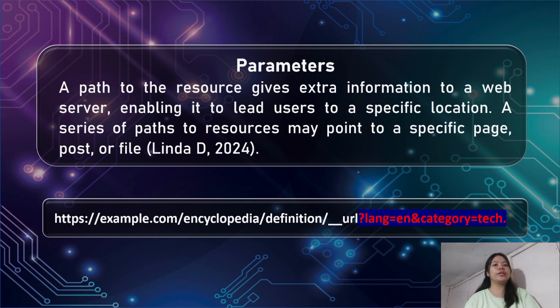They are usually added to the end of the path and they are separated from the path by a question mark. So for example, let's say we're on a web page with a URL like this. In this URL, lang=en and category=tech are the parameters that provide extra information to the web server. They help the web server understand the specific resource we're looking for, and they can affect what content is displayed on the page.